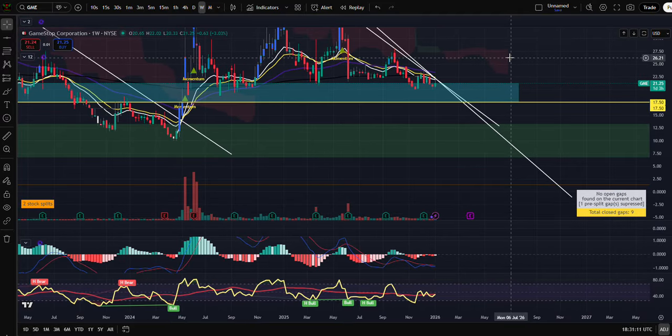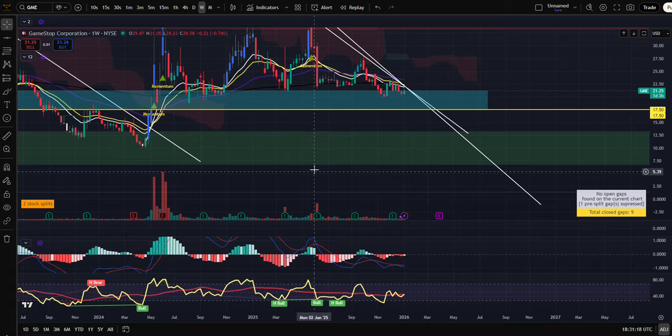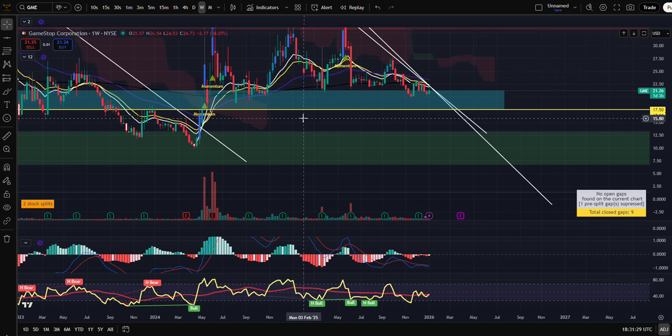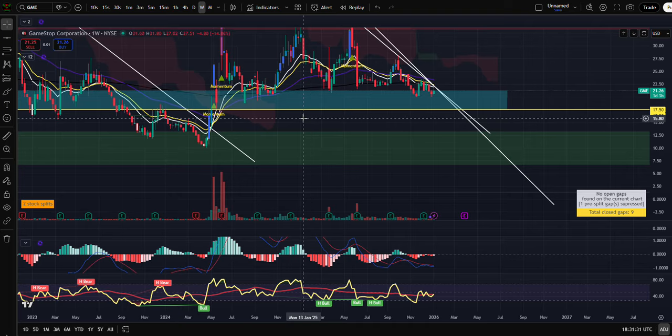We can see that the liquidity zone for the bulls is waiting at around $7 to around $13, $13.50. We can see that without a doubt, this is where the bulls are waiting. And we've seen this time in, time out.